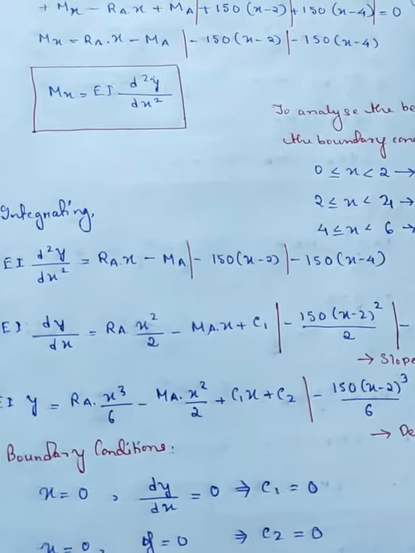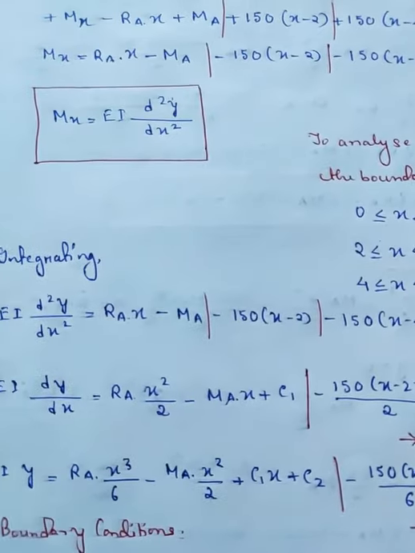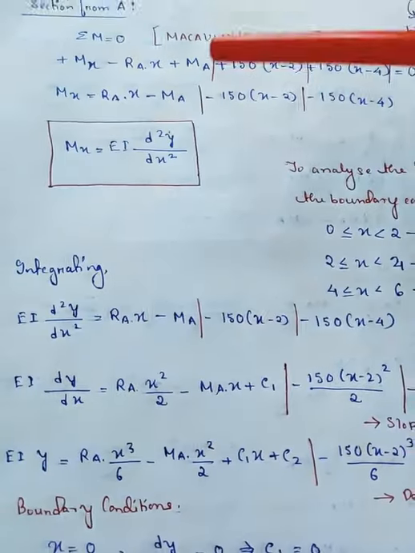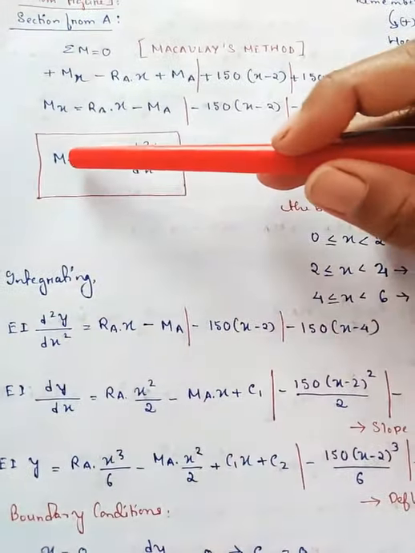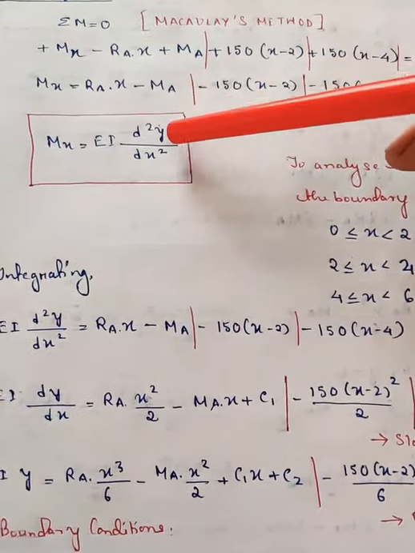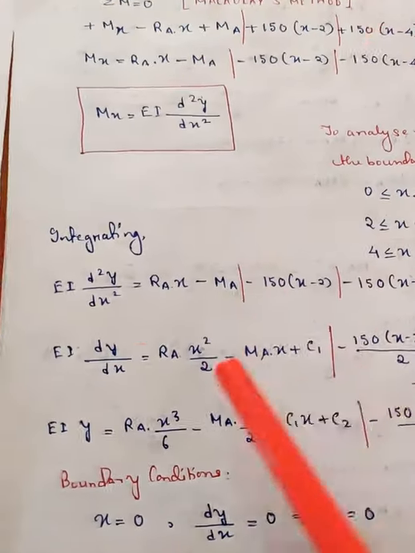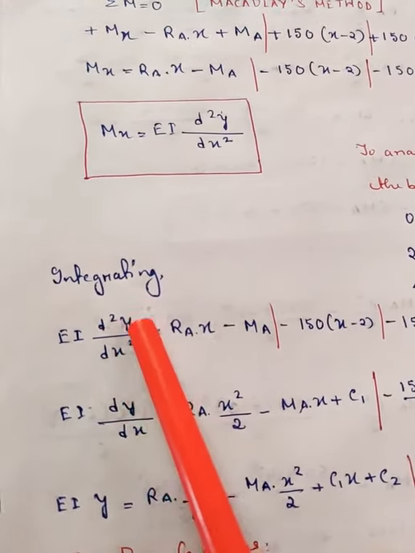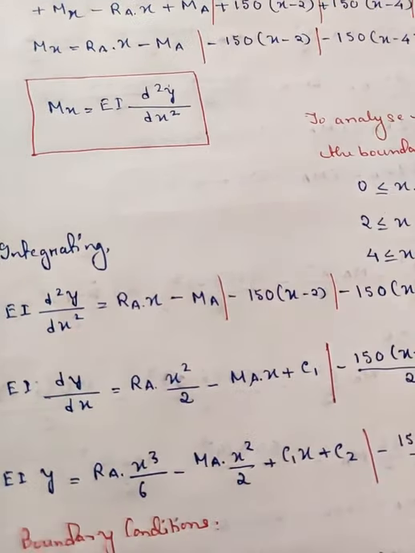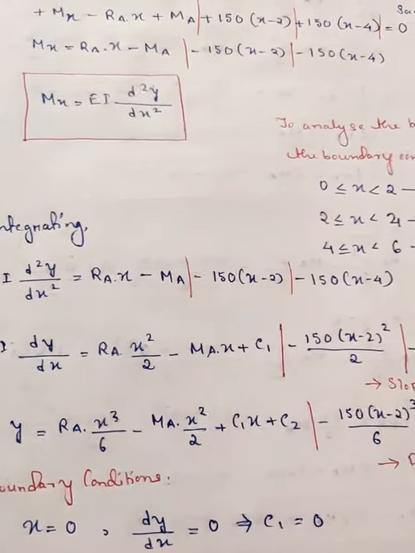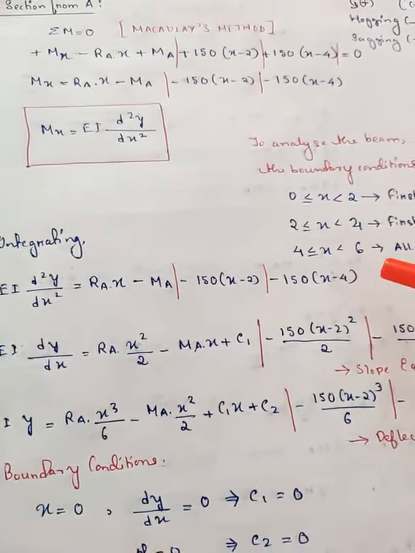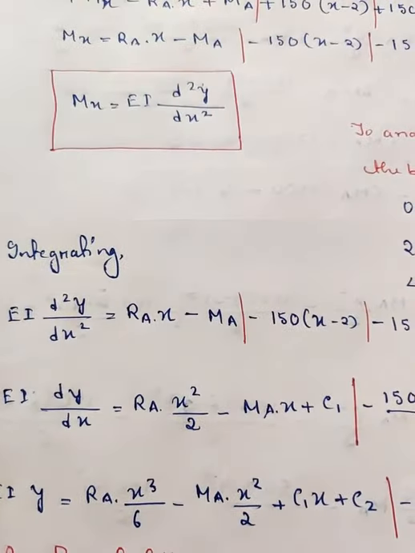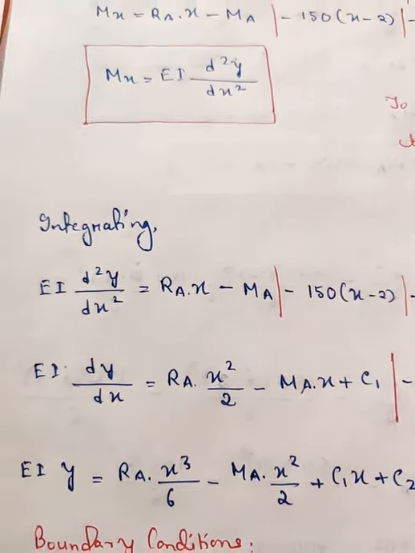Now, to find the slope and deflection equation, we need to put the value of Mx here and we need to integrate it. Here, putting the value of Mx, we are integrating this equation. I have written the value of Mx here and EI d²y/dx² in this position. Okay. Then after integration, as you can see, d²y/dx² will become dy/dx.